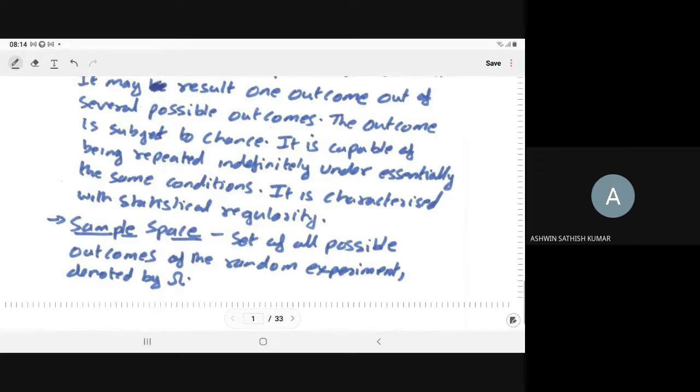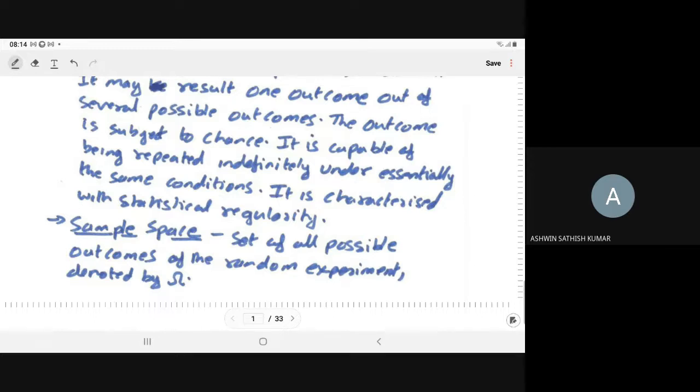Statistical regularity means that after many repetitions, the probability of getting one possible outcome will be the same, that is, constant. For example, when we are tossing a coin, one time it may give a head, so we cannot say that the probability of head is equal to 1 or the probability of tail is equal to 0. We have to repeat the experiment a number of times, for example, 10,000 times, 1 lakh times.